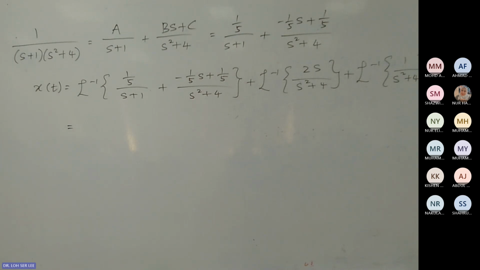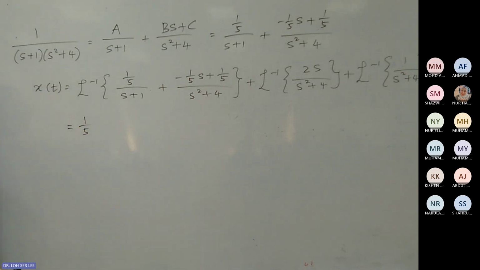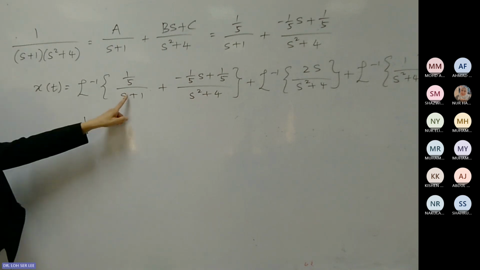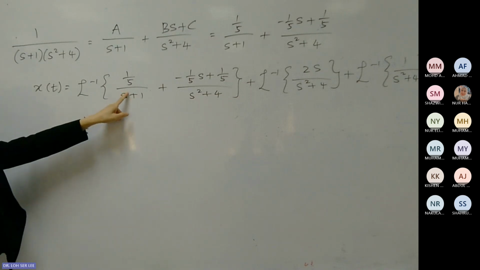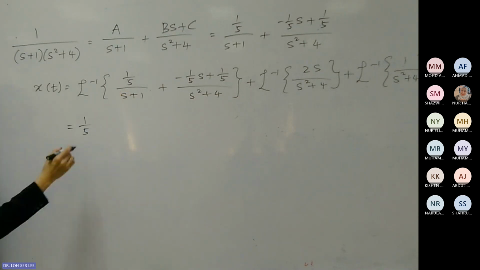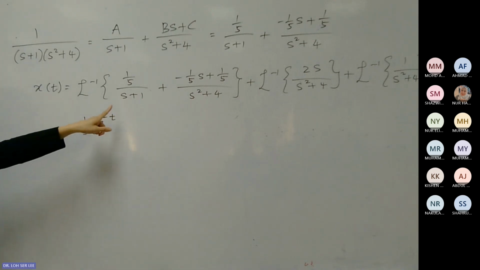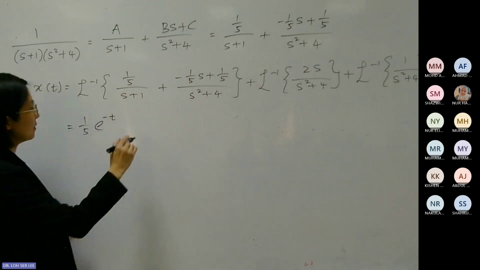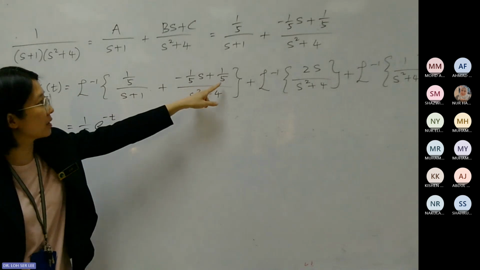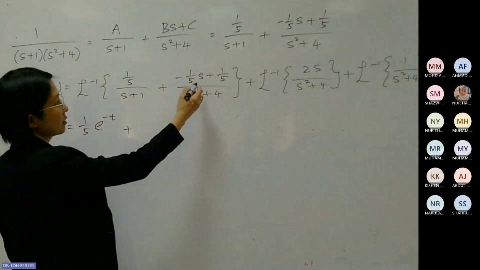Take 1 over 5 outside. Factorize 1 over 5. So this is cosine and sine. You must have a square. So this is e to the negative t, this is s minus negative 1. Then this one we have to separate into 2. So the first one, this part.